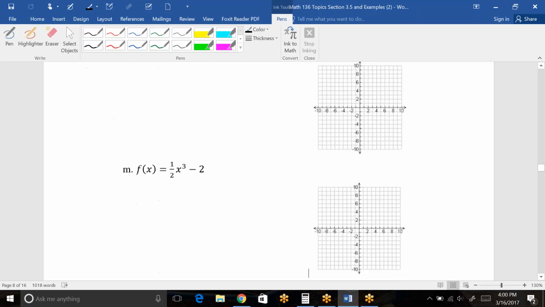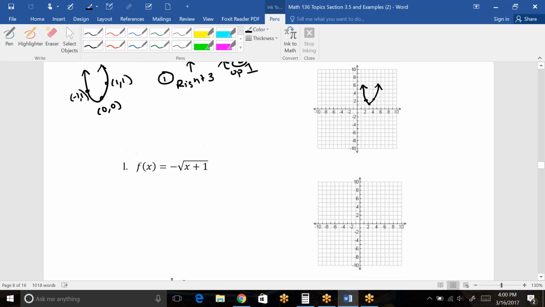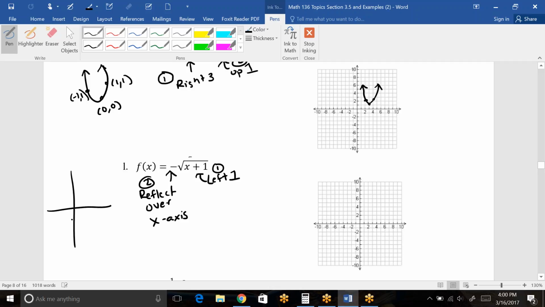Okay, so for this next one we have a square root, and we have an x plus 1 underneath, so that means we're actually going to have a left 1. Remember, it's always opposite of what you see when inside. And then this negative on the outside tells me we're going to reflect over the x-axis, actually, because that means our y's changed signs. And because this is closer to the x, it's inside the function, it goes first, and then the reflection goes second for this. So, and that will be important. If I ask you to write out directions for what to do for a function, you need to tell me the directions in the order of operations.